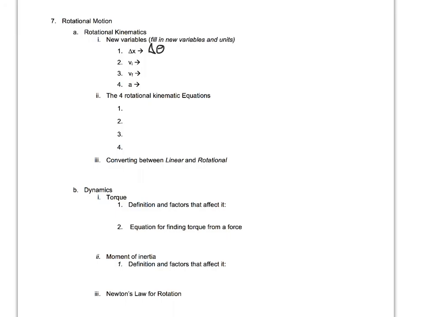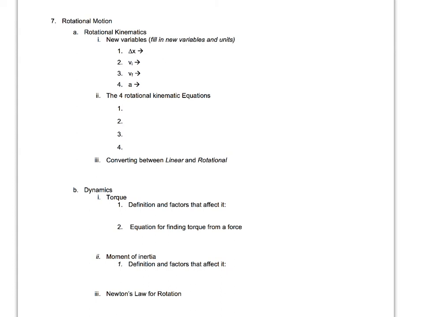All right, so we're going to start talking about rotational motion here. And as you remember, a lot of the things we did with rotational motion were the same. The concepts are really the same as linear motion. There's just a few little twists and tricks here. So let's start with rotational kinematics and start by identifying the new variables. Instead of delta x, our displacement, we have delta theta, our angular displacement, which is measured in radians. Instead of v initial and v final, we have omega initial and omega final, our initial and final angular speed, which is measured in radians per second. And instead of a, our acceleration, we have alpha, our angular acceleration, measured in radians per second squared.